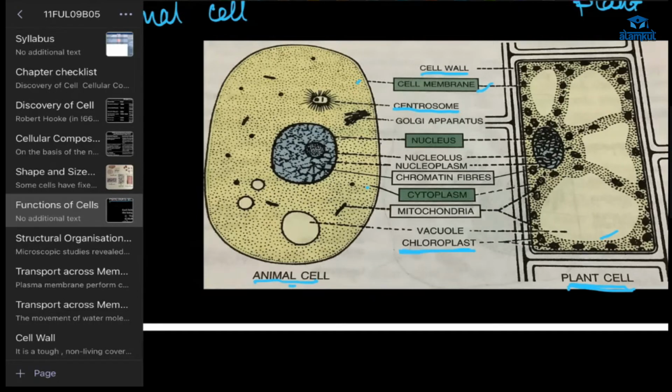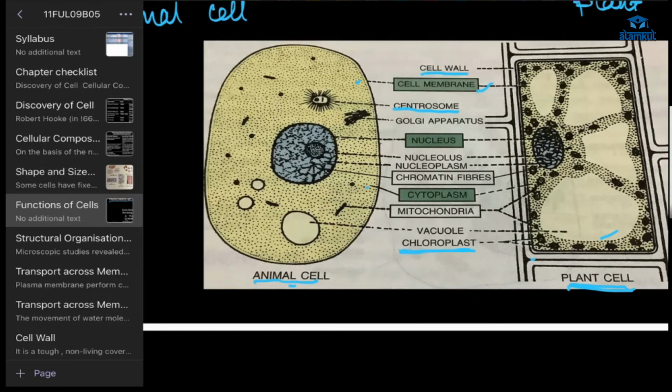You got it? And the centrosome is present only in the animal cell. Here I was talking about which organelles are present in both and which are not. The chloroplast is there in the plant cell because plants need chlorophyll for making food.